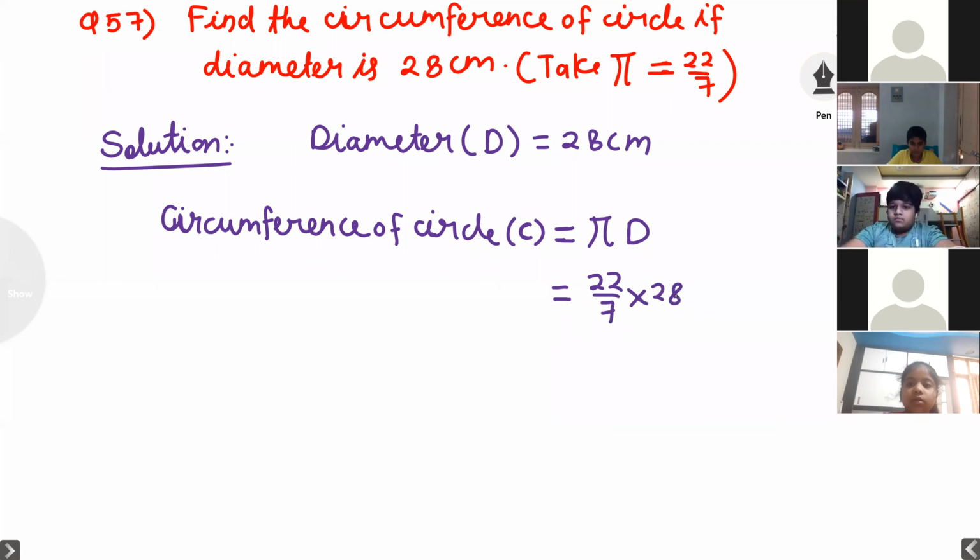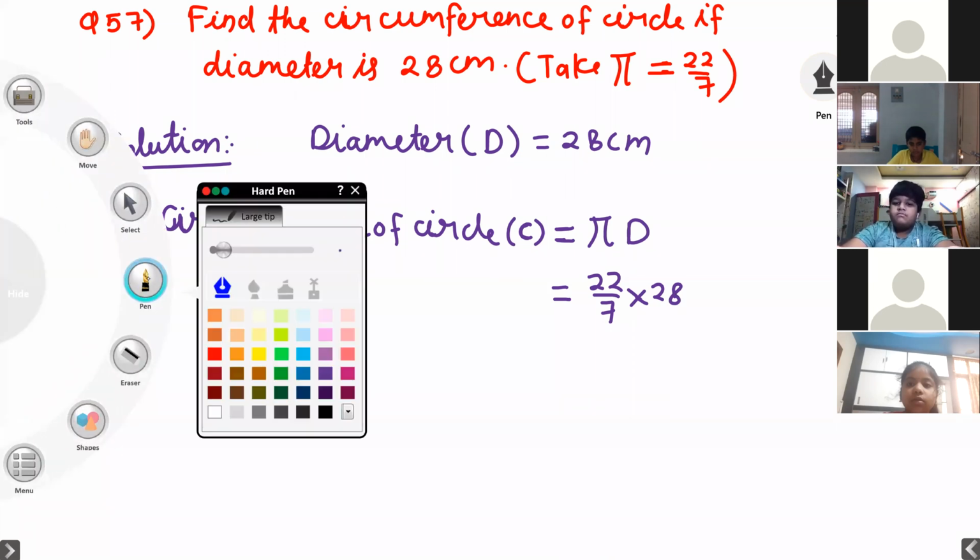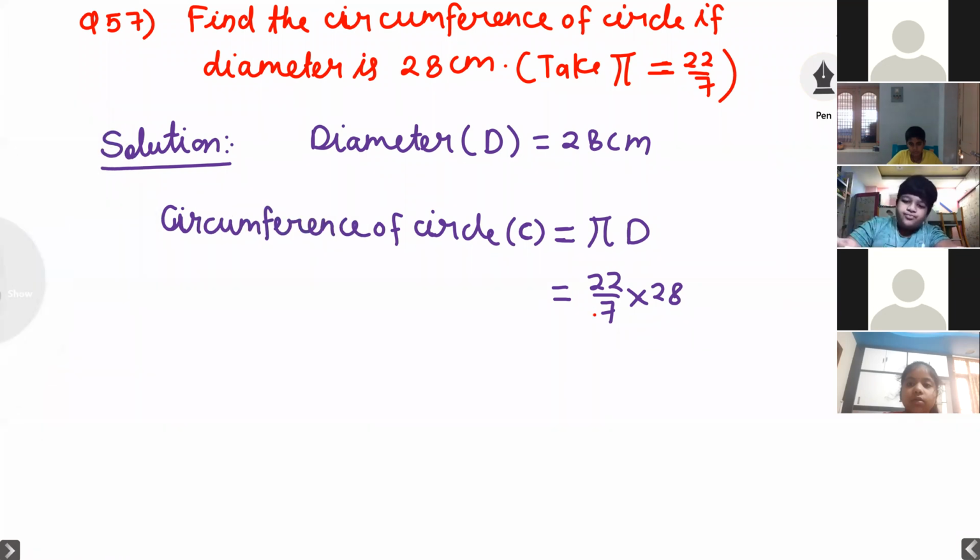We can cancel out numerator and denominator because this is multiplication operation. In the case of multiplication only I can cancel numerator and denominator. 7 1 the 7, 7 4 the 28. 22 into 4. Answer is 88 centimeter.